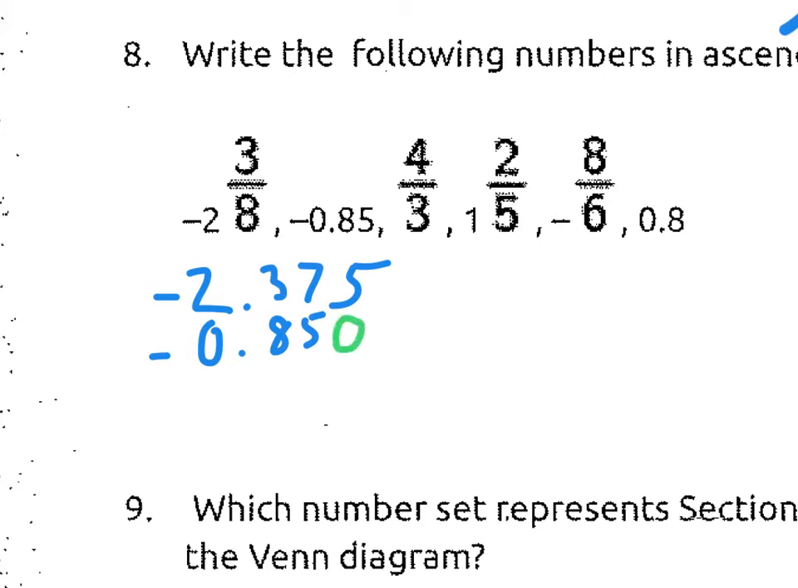4/3. I think I know that, but again, we need a calculator. That is going to be 1.3 repeating. So I'm going to get a couple extra zeros on here and label that for myself. Next one is 1 2/5, which I'm pretty sure is 0.4. We're going to check it. Yep, 0.4. I'm going to add on my extra zeros.